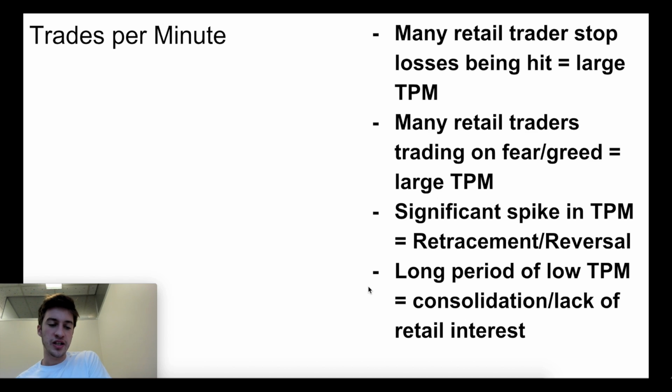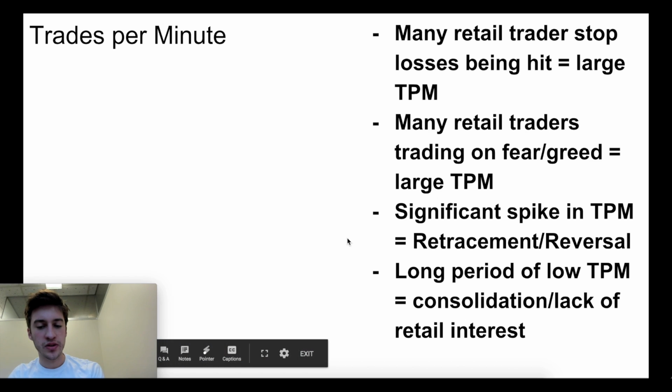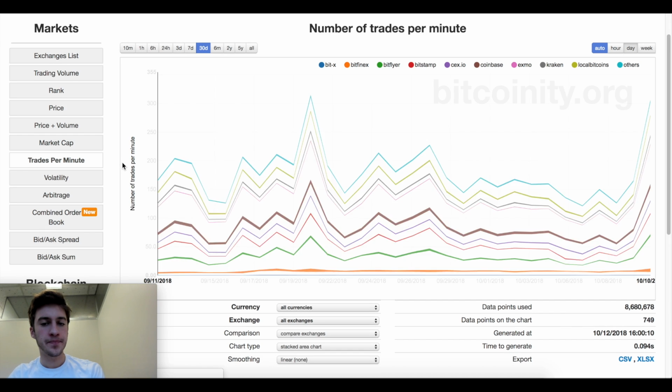So basically, a significant spike in the trades per minute is typically going to be leading to a retracement or a reversal. A long period of just not many trades per minute is going to show us a lack of retail trading interest. So let's go take a look at the trades per minute tool here.